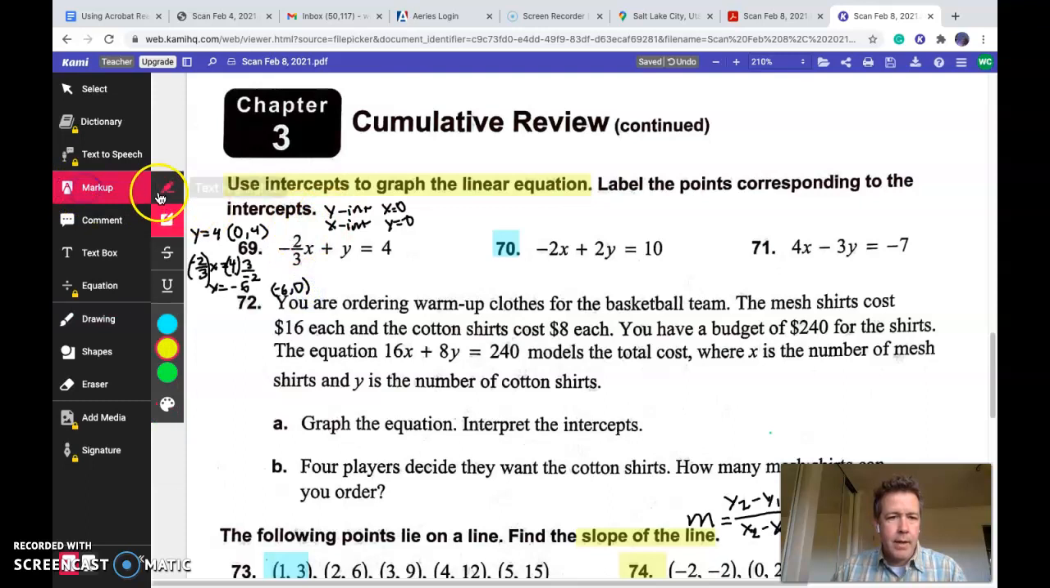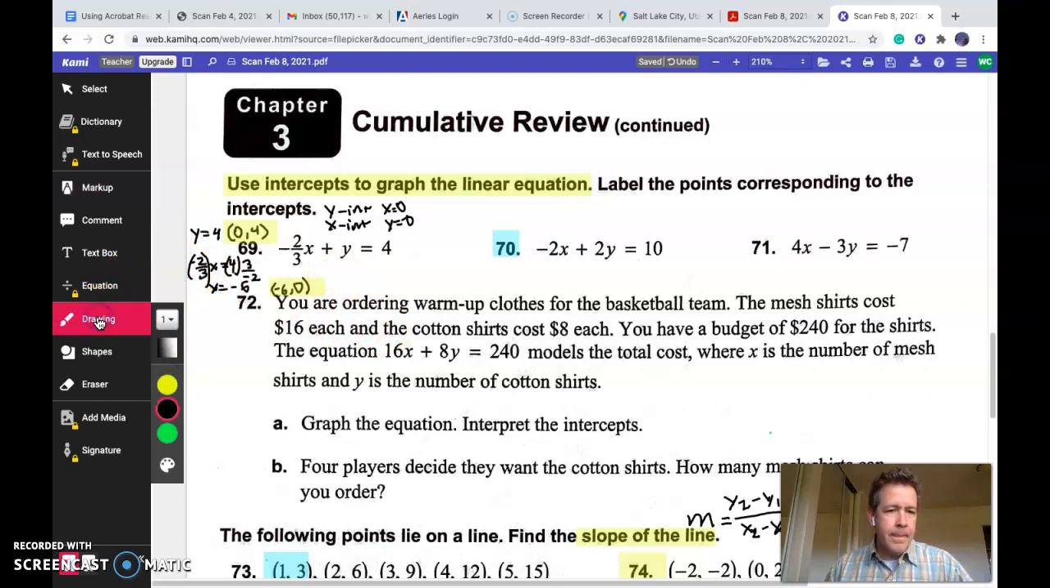Okay, just going to highlight those so they stand out a little brighter. So I have my solution here, 0, 4, and negative 6, 0. That's my y-intercept, and that's my x-intercept. Go ahead and complete problem 70, and when you're done, unpause the video and continue on to problem 72 with me. All right, welcome back.